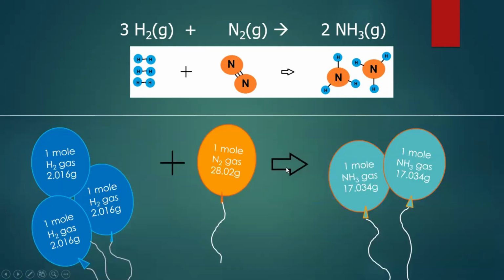ammonia gas. So we could draw them in balloons and say 3 moles of hydrogen gas, a total of 6.03 grams, and 1 mole of nitrogen gas, a total of 28.02 grams, would yield 2 moles of ammonia gas, which would be 34.068 grams for 2 moles. So any of these things could be referred to by the coefficients, the stoichiometry that labels this equation.